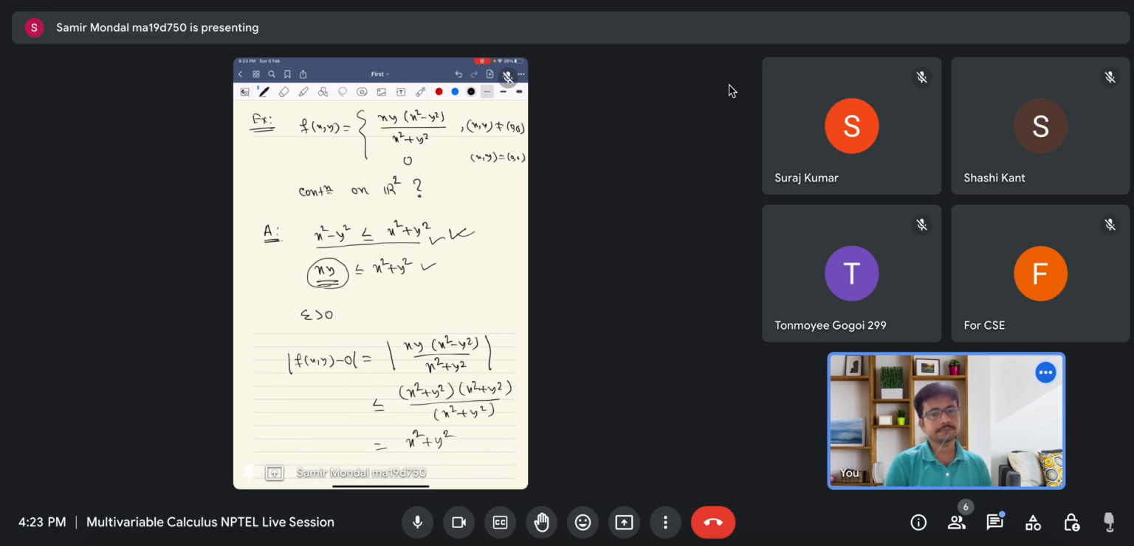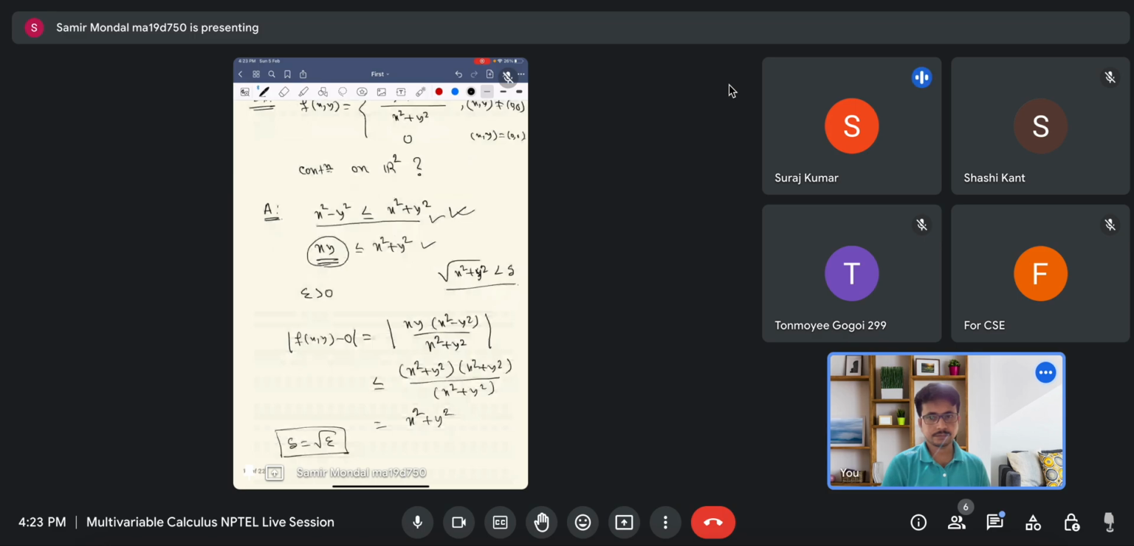Please tell me. Delta has to satisfy this, no? Yes, this one you have to satisfy. So your delta is such that epsilon is equal to delta square. Yes, this one. Is it fine for everyone? Is it fine or not? Please tell me. Fine, sir.